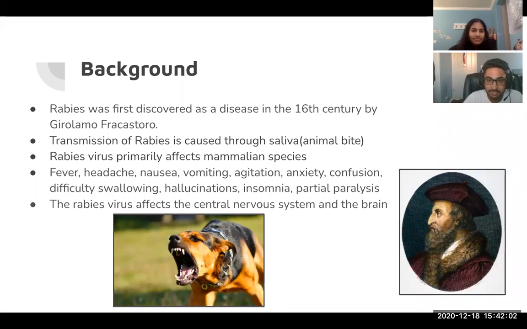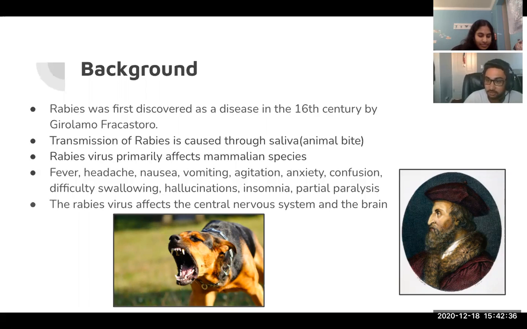All right, so rabies was first discovered in the 16th century by physician Girolamo Fracastoro. But even before the 16th century, rabies has been mentioned in ancient literature as a disease that spreads through animal bites. The common symptoms of rabies include fever, headache, nausea, vomiting, agitation, anxiety, confusion, difficulty swallowing, hallucinations, insomnia, and partial paralysis. The parts of the body that rabies affects are the brain and the central nervous system.